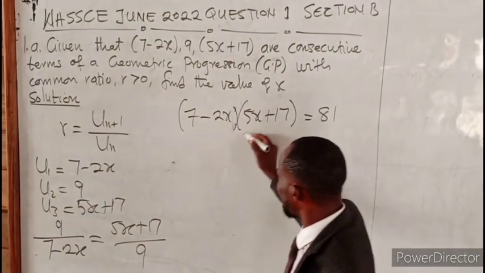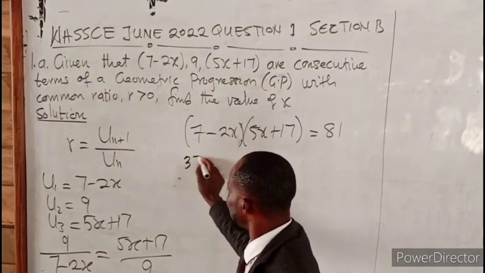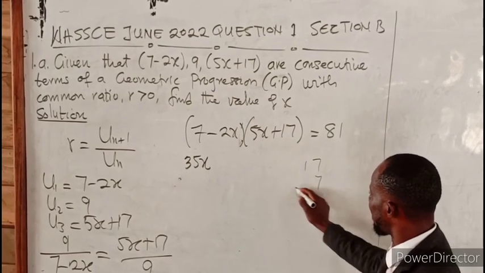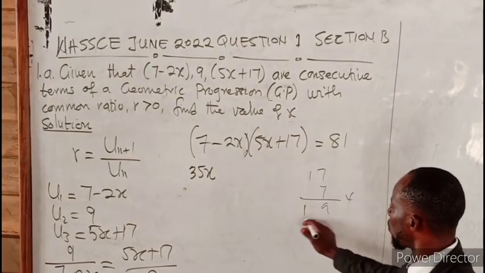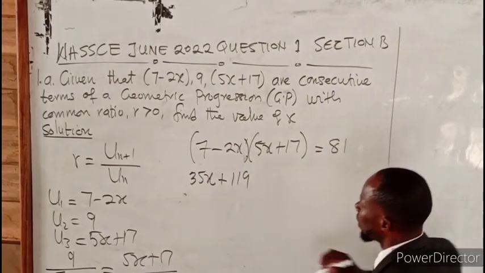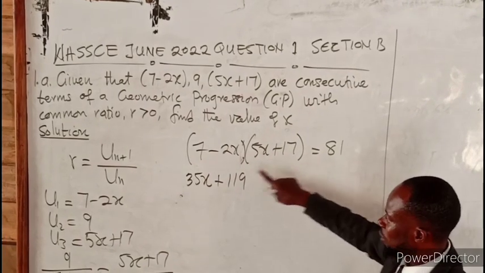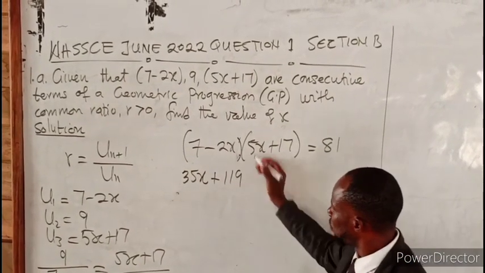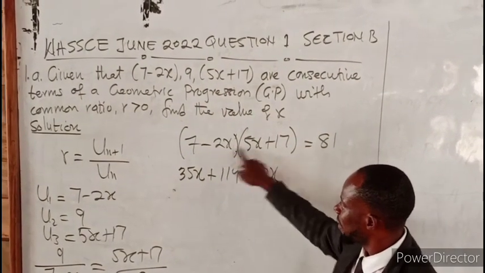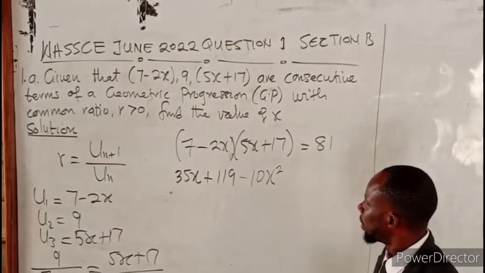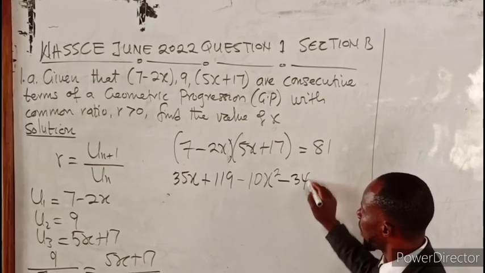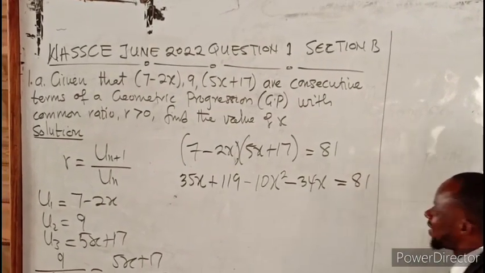So this will be multiplying this to give us 35x. 7 times 17 gives us plus 119. 7 is multiplying the second bracket. So we start with negative 2. Negative 2 will multiply this to give us minus 10x, and the x times x will give us x squared. Then the negative 2x will also multiply this to give us minus 34x, all equals 81.